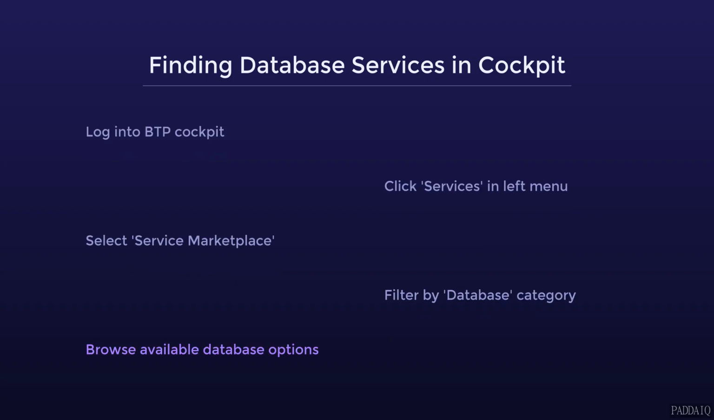Browse available database options. This means exploring the different database services SAP BTP offers directly in the cockpit. For example, you might compare SAP HANA Cloud for high-performance analytics with PostgreSQL for standard applications. This initial step is crucial for selecting the right service for your project's specific needs.